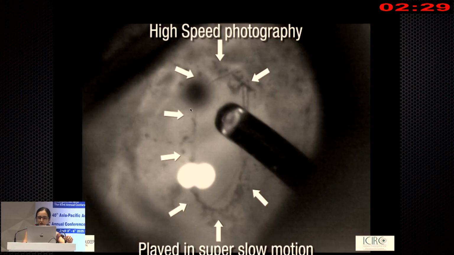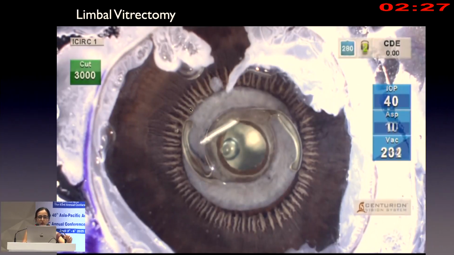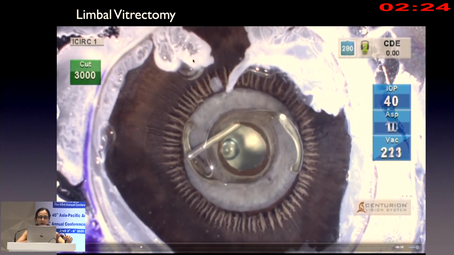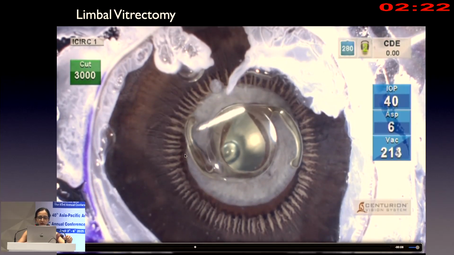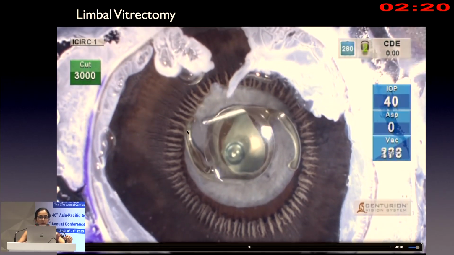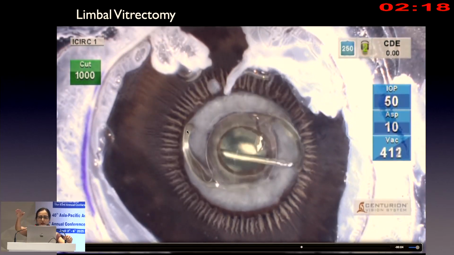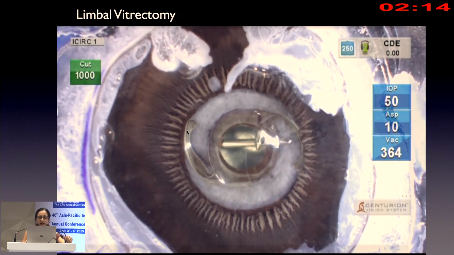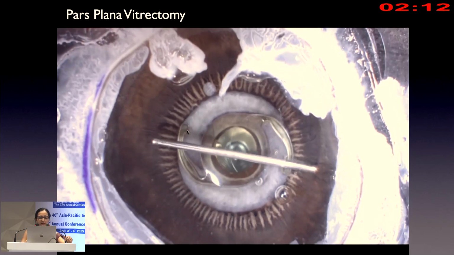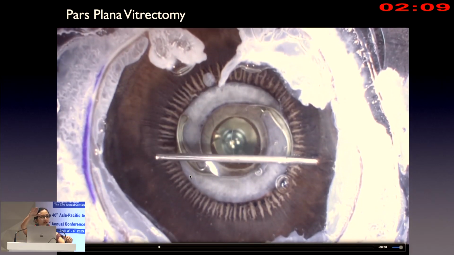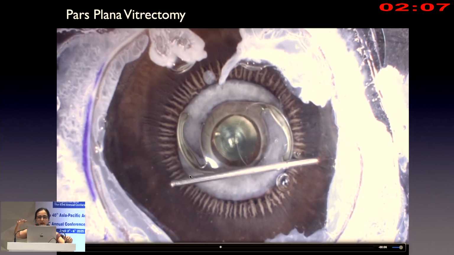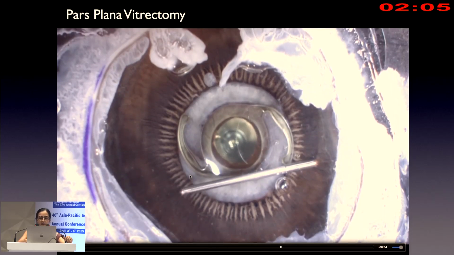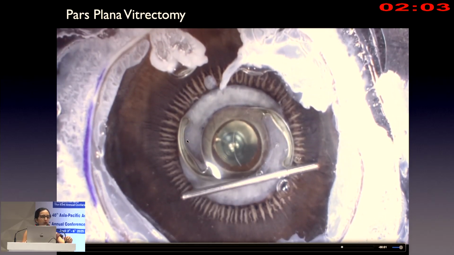So like Tushya showed, you could potentially convert it to a rhexis and then do an in the bag. Again, we did some Miyake Apple View studies to show that with limbal vitrectomy, you really don't have good access. You can only access a little bit, not very uniformly. Whereas if you go pars plana, you can see that you have a symmetric removal 360 degree. So this also creates a uniform platform for a stable IOL fixation.